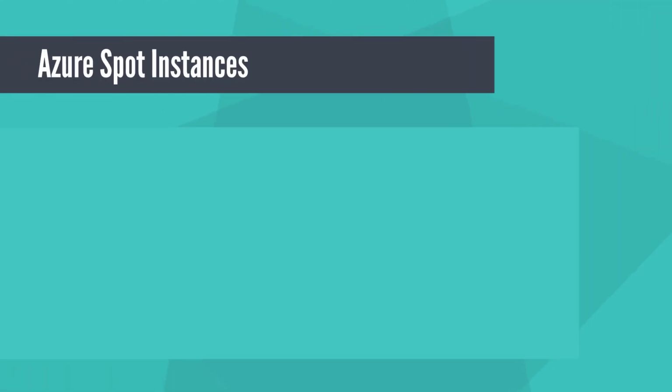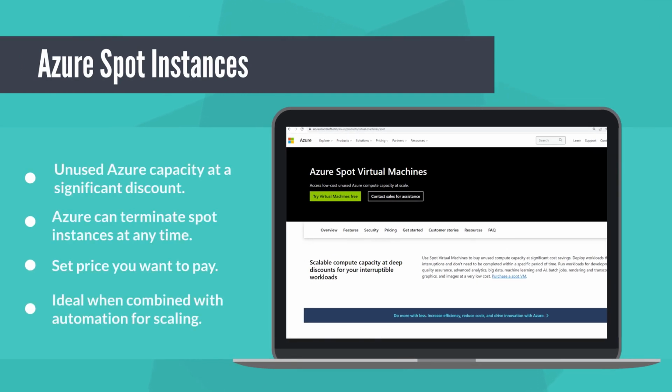And then lastly, we have spot pricing. The spot pricing model allows you to take advantage of what's called unused Azure capacity, and you can do that at a significant discount. However, it's important to note that Azure can actually terminate these kinds of instances at any time if that unused Azure capacity is needed elsewhere. So in other words, spot pricing is really a cost-effective option, but it doesn't come with any guarantees.